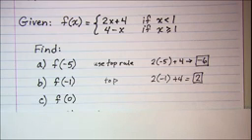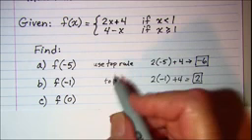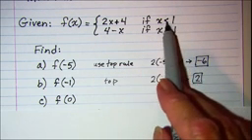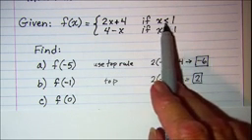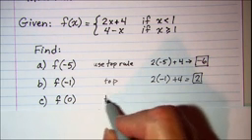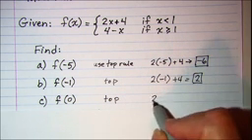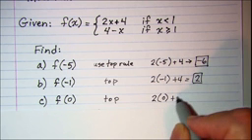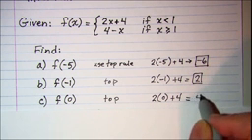Our next one is f of 0. 0 is still less than 1, so we're using the top rule. So 2 times 0 plus 4 gives me 4.